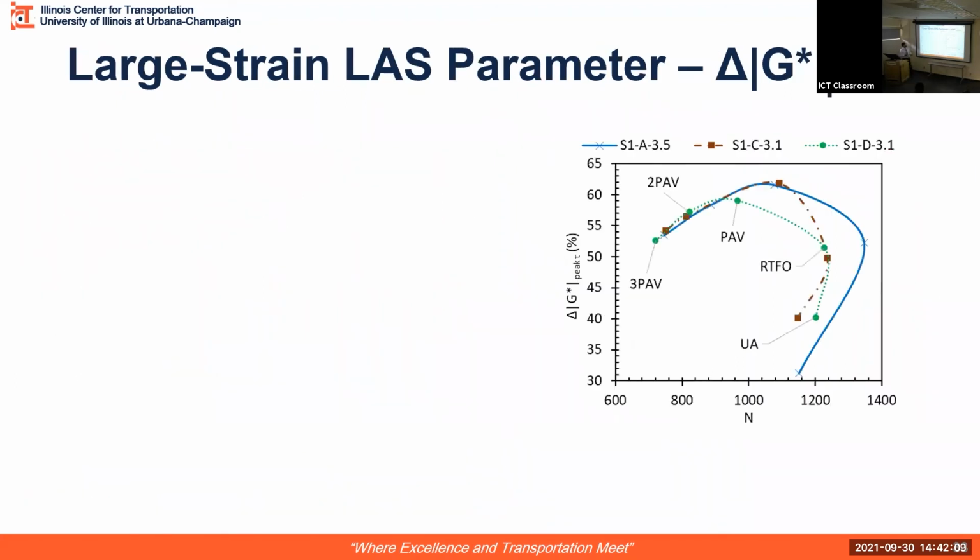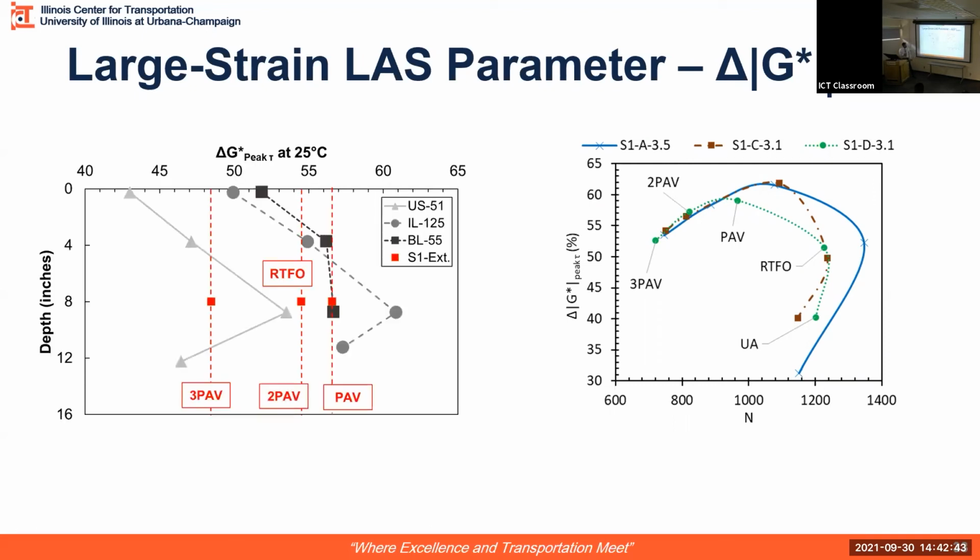This was the parameter recently developed as part of this study, delta G star peak. And we saw that with aging, this parameter decreases. Here, we saw an interesting curve, which makes sense: in the unaged condition, the binder is too soft, so this parameter doesn't have enough damage tolerance. With aging to RTFO, it becomes a little stronger, so it has increased stiffness, which helps in resisting the damage. But as we move further, with increased aging up to 3 PAV, it decreases.